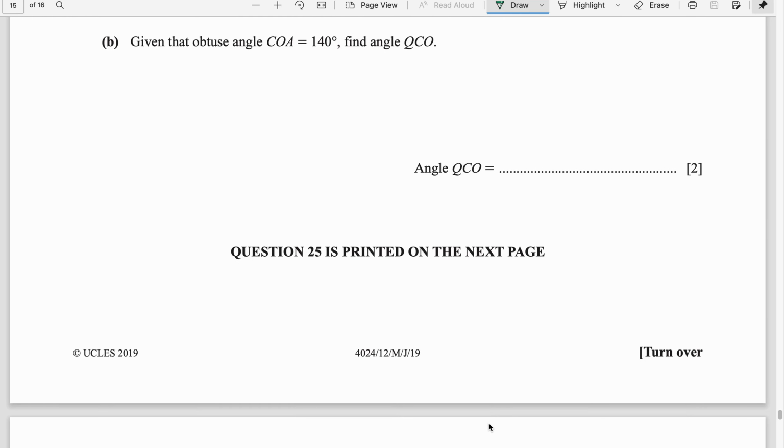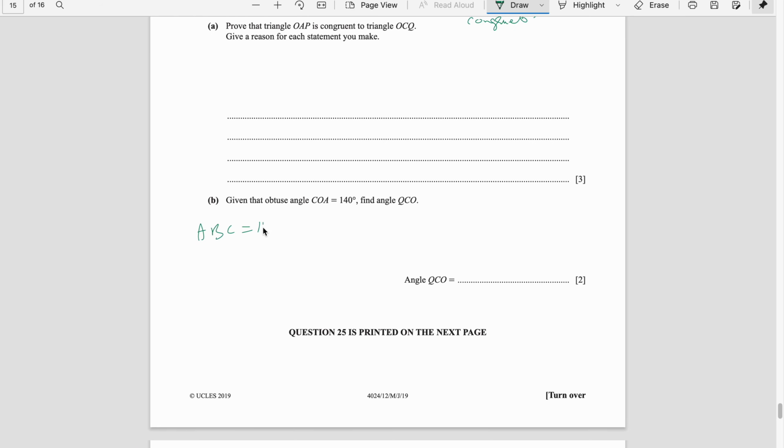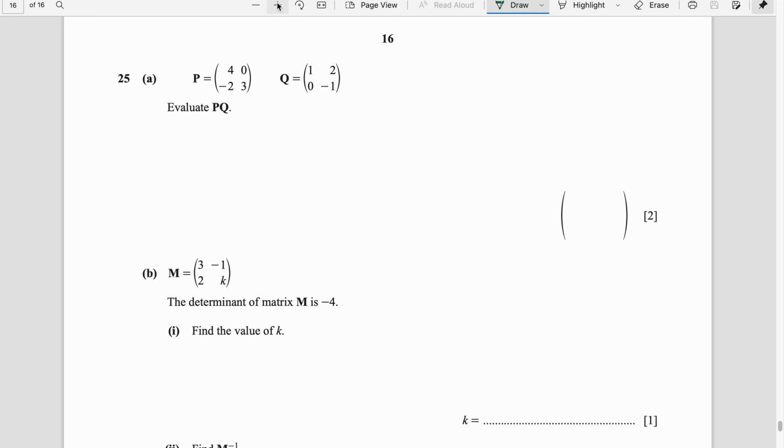B part of the same question. Given that obtuse angle COA is 140 degrees, find angle QCO. So we have to find this angle. If I go for 140, this is half of that, 70 degrees. And then again, since we proved these congruent, half of it would be 35 and 35. Use these two radii, this is an isosceles triangle, and bring this 35 on the other side. So your working would look like this. ABC is equal to half of 140, which is 70, and OBC is half of 70, which is 35, and 35 comes on the other side as it is an isosceles triangle. This is 35 degrees.